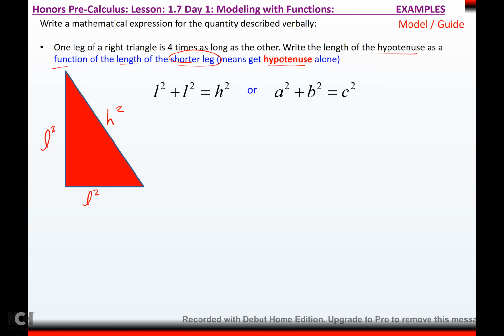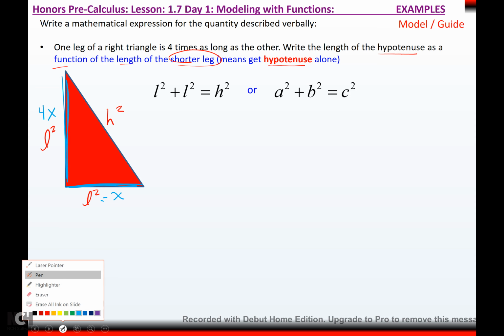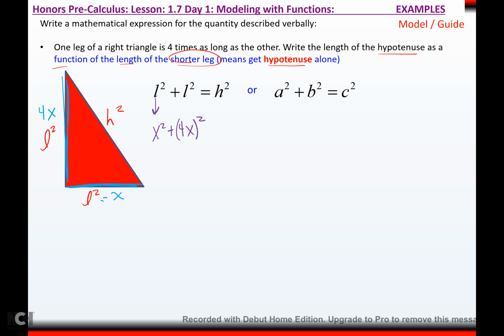So if it says one leg is 4 times as long as the other, so if I call the short one X, okay, then the longer one has to be 4 times that, which would be 4x. Make sense? So now when we plug those in, instead of leg squared, I'm going to say x squared plus the other leg squared would be 4x squared equals hypotenuse squared.